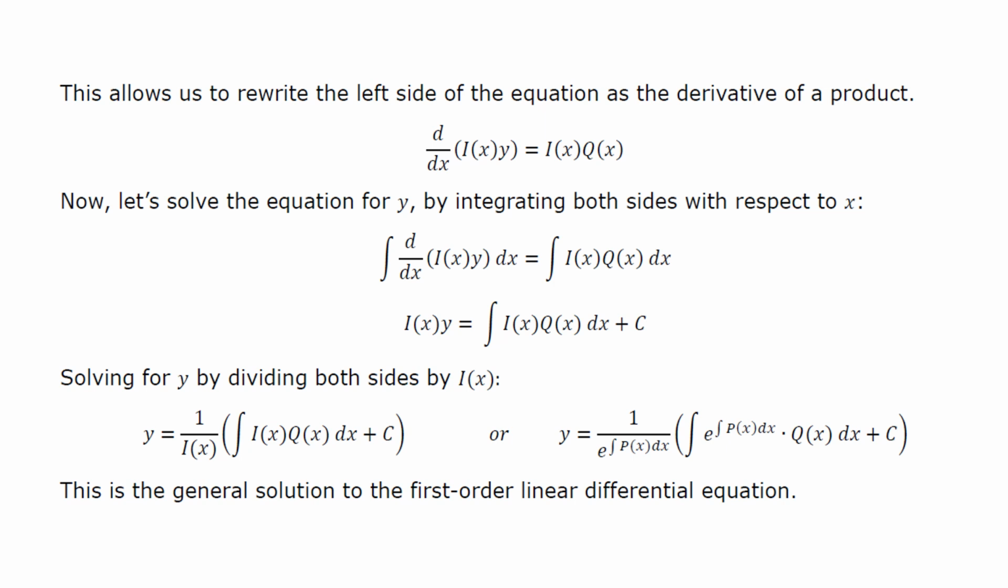From there, we can solve for y by integrating both sides with respect to x. When we take the integral of both sides, we have I of x times y equals the integral of I of x times q of x dx plus c. And then solving for y, we just divide both sides by I of x, giving us the following equation: y equals 1 over I of x times the integral of I of x times q of x dx plus c. So this is the general solution to the first-order linear differential equation.